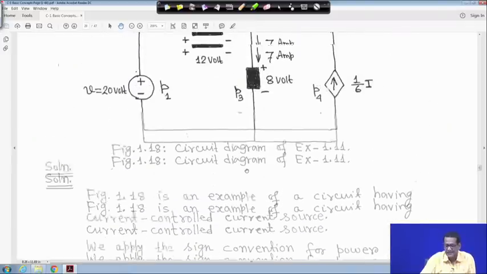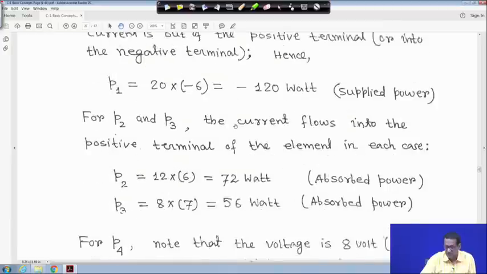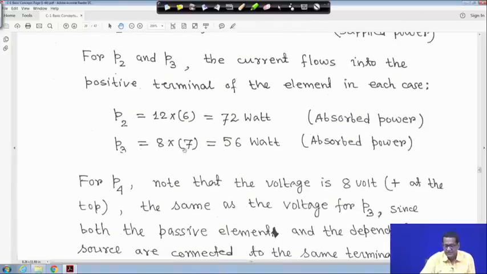Again you come to this circuit, where 7 ampere current is entering into this terminal. As current is entering into the positive terminal, it will be power absorbed, and the voltage is given as 8. So, 8 into 7. P3 will be 56 watt power absorbed. So it is made here that P3 is equal to 8 into 7, 56 watt. It is absorbed power.